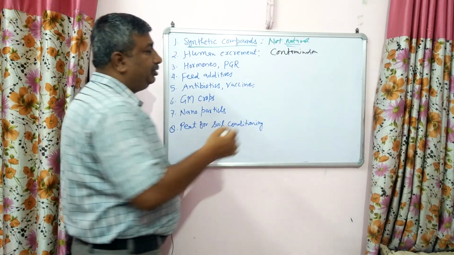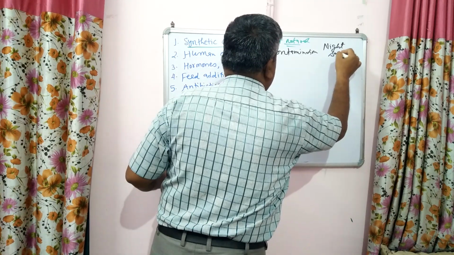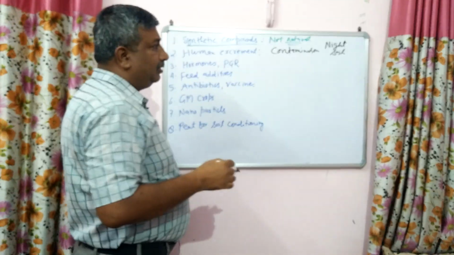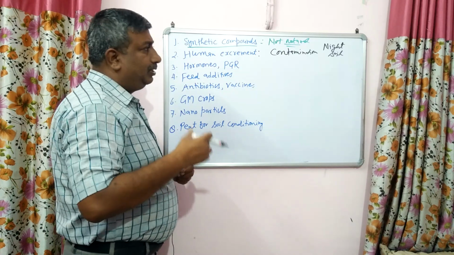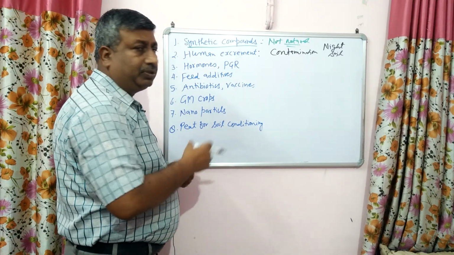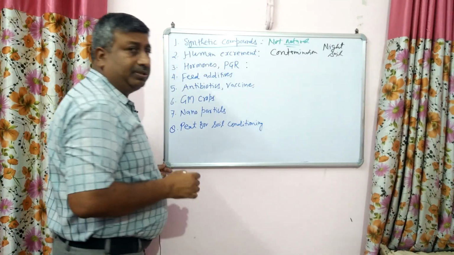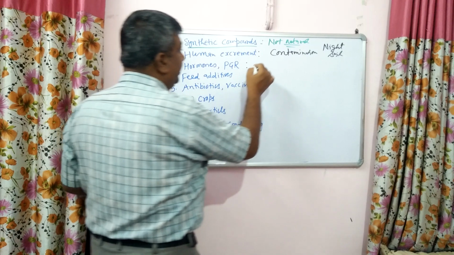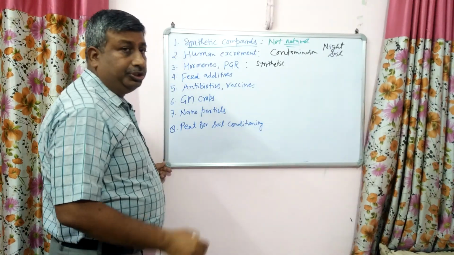Night soil is not used. Night soil is the nutrient material made from human excreta and used as a fertilizer. It is not used because of contamination. Then hormones and PGRs, plant growth regulators, are not used because these are synthetic.